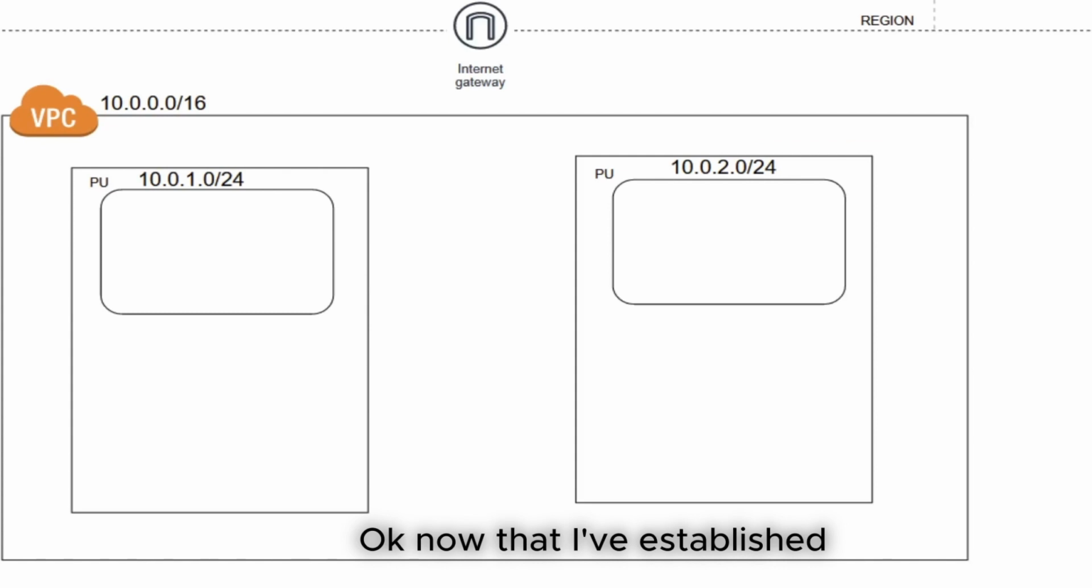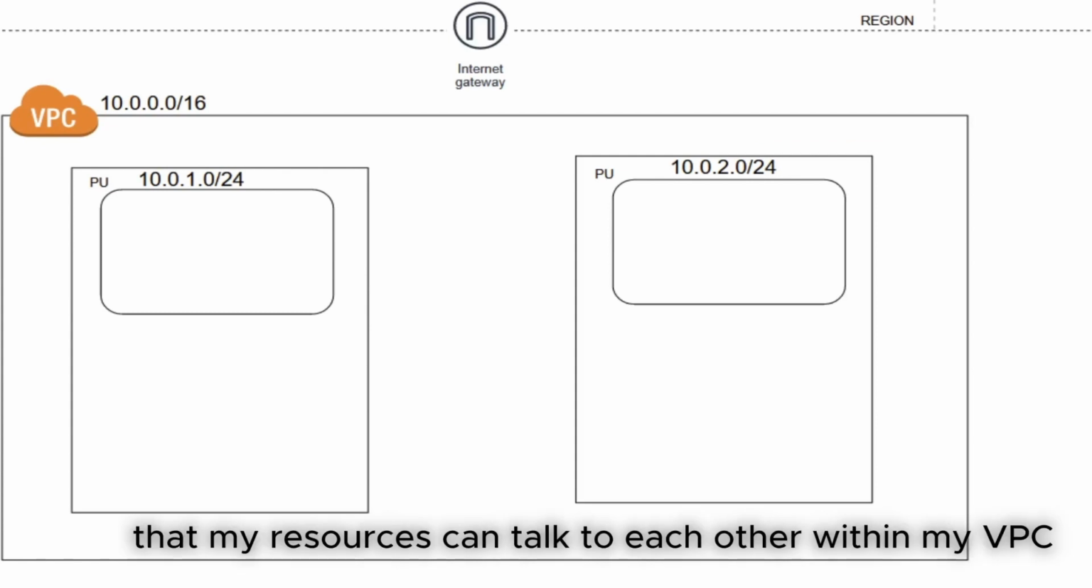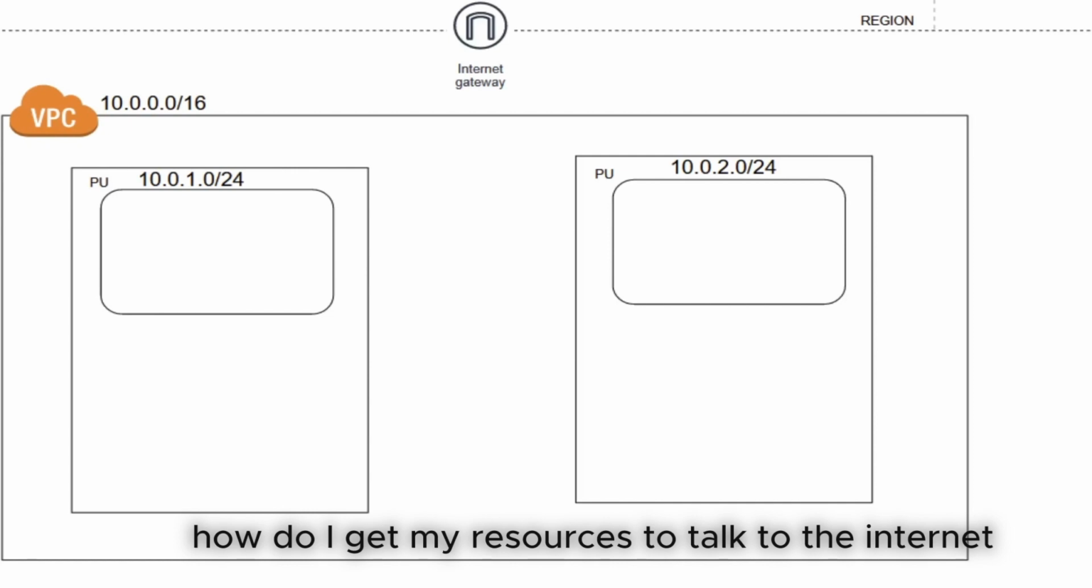Okay, now that I've established that my resources can talk to each other within my VPC, how do I get my resources to talk to the internet?